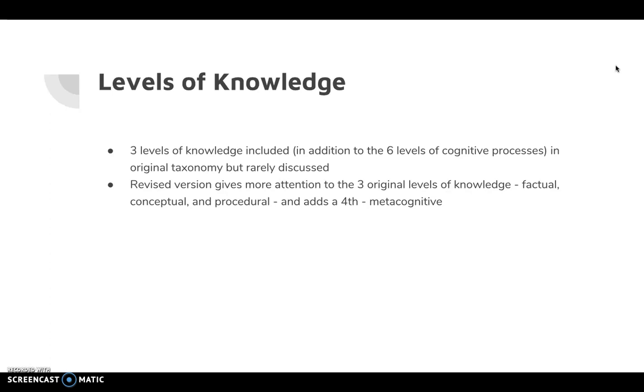In the revised taxonomy, much more time is spent discussing the different levels of knowledge and how they intersect with the different levels of cognition. The revised taxonomy also adds a 4th level of knowledge, metacognitive, that Bloom did not address. So what are these 4 levels of knowledge?